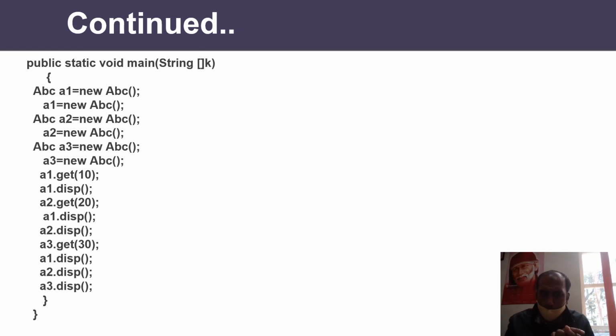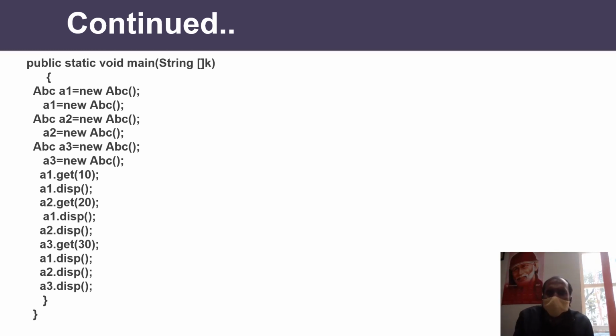I have again called the get method with the value 30 and called A1.display, A2.display, A3.display, and you have to think and tell what will be the values of A and B. Now you need to think about how the memory is going to be allocated. For A1, memory for A is allocated because A is non-static. For A2, memory is separately allocated for A, and for A3, memory is separately allocated for A. What about B? B will allocate a common memory which is shared by A1, A2 and A3.